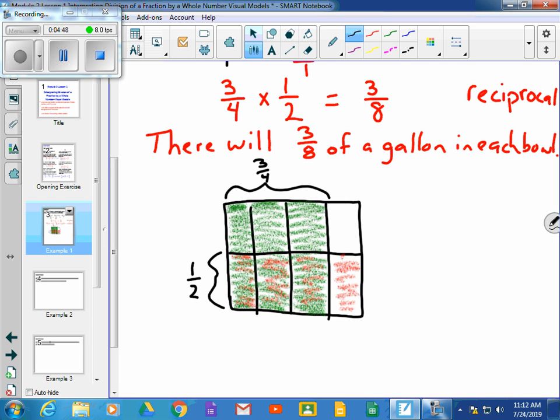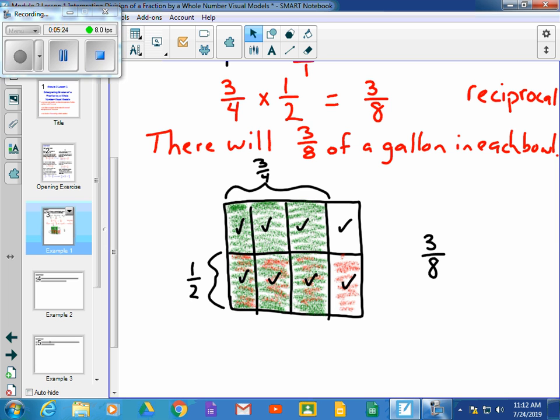First, I need to think, how many pieces have both colors? And I can see that 1, 2, 3 are both colored red and green in this case. Well, that will be my new numerator, 3. And then, to get my denominator, I need to say out of how many total pieces. I have 1, 2, 3 colored both. There's a 4, a 5, 6, 7, and 8. 3/8. So this area model proved that if I have 3/4 to start, and I split it into 1/2, I would have 3/8 of the whole entire box.